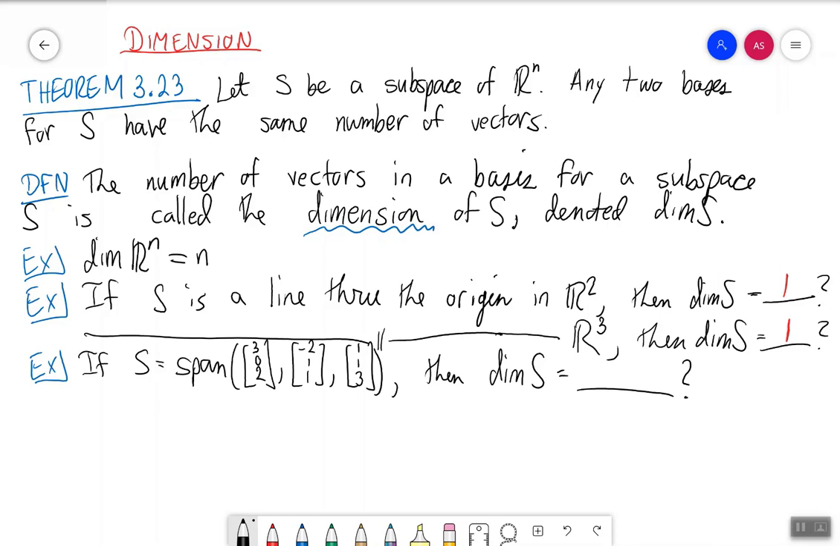What about if S is the span of these three vectors that we've seen before? Well, if you remember, these two guys here form a basis for this span, and we've seen that already. And therefore, the dimension of this subspace S is 2.